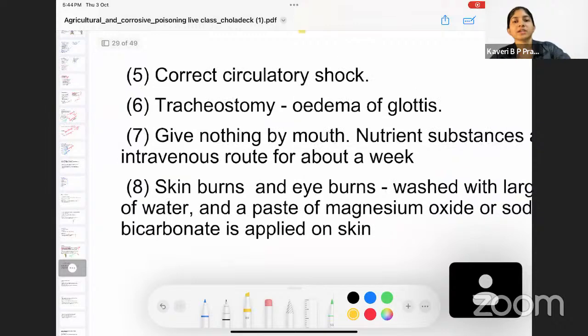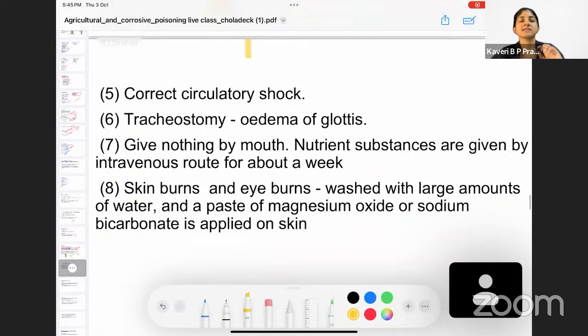Now coming to the other steps of treatment. Correct the circulatory shock. I told you there will be hypovolemia, so you have to give a lot of fluids to these patients. The next step is to do a tracheostomy. Whenever there is edema in the glottis, the person cannot eat, he cannot swallow, he cannot talk. Tracheostomy will help him. It is also going to help him get enough oxygen.